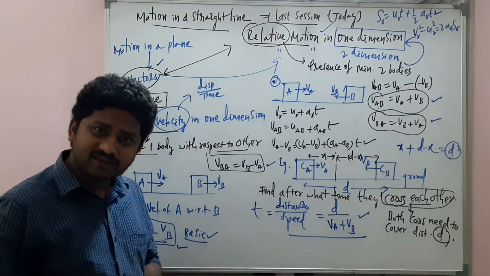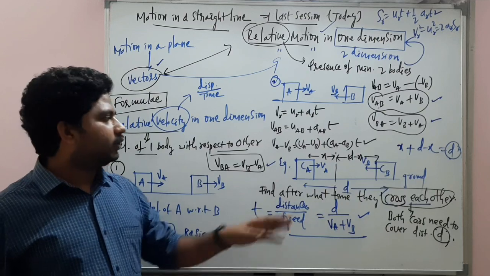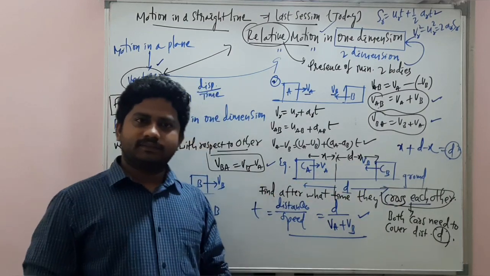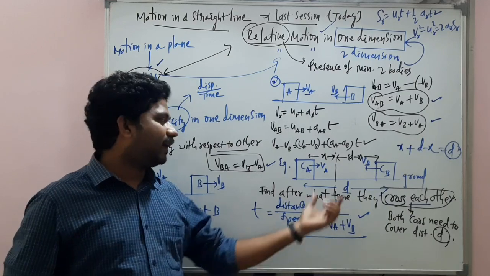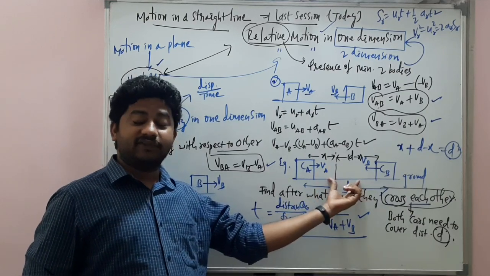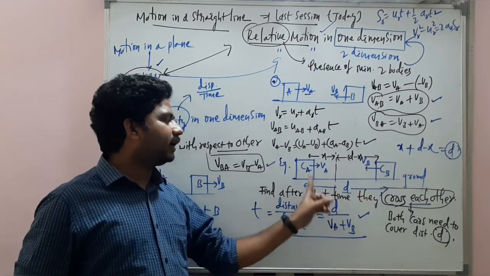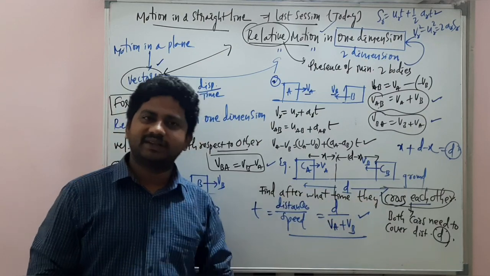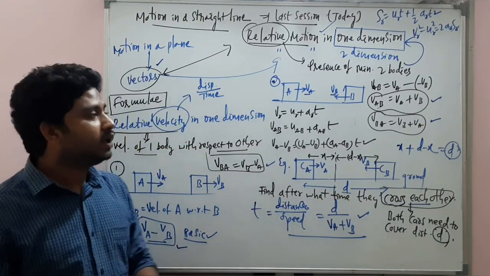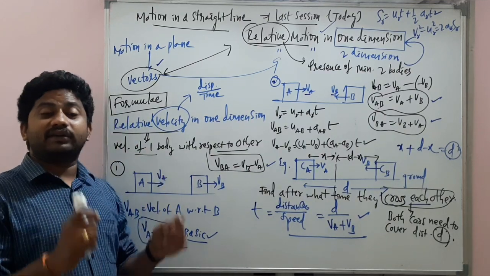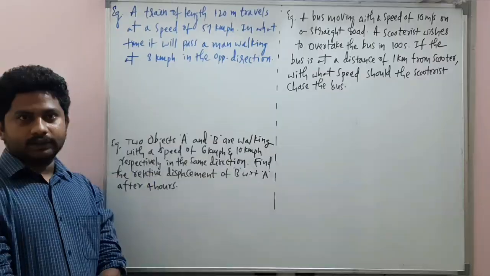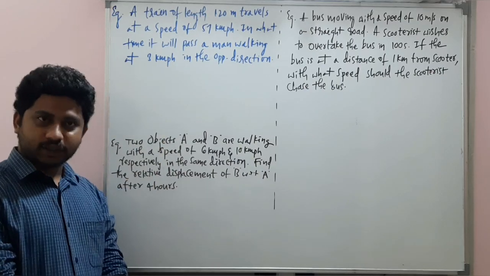You know, simple. 2 trains they might have given. After what time do they cross each other? Simple, find the distance given, divided by, check the relative speeds, that's it. Right, let's solve some numericals based on relative velocity or relative motion now. Let's have a look at the first question.